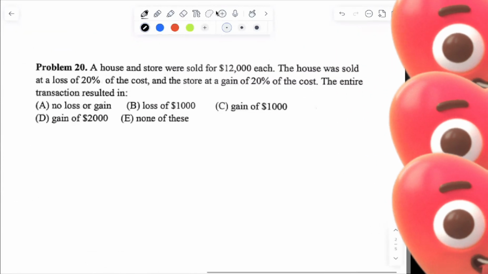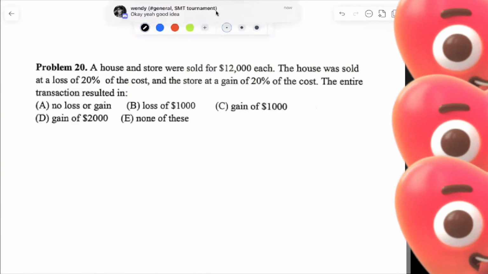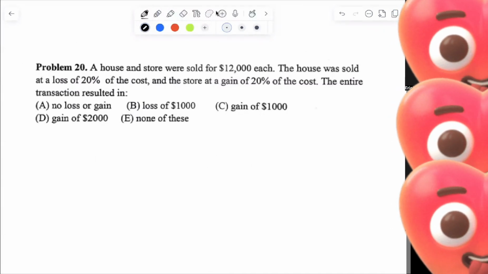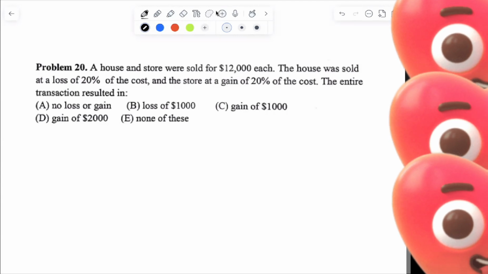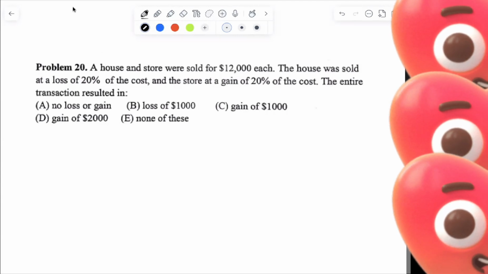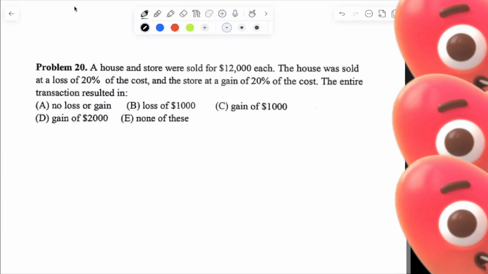All right, problem 20. A house and a store were each sold for 12,000. The house was sold at a loss of 20%. The store at a gain of 20%. The entire transaction resulted in... Let's have a try and discuss it, and tell me your answers in chat and by private message also.